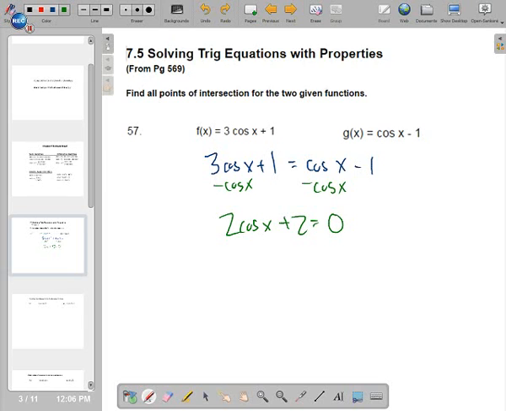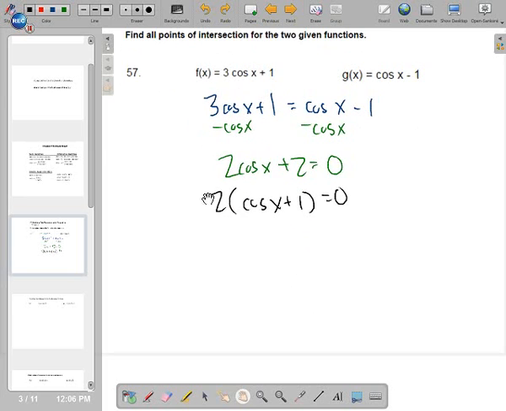If you have everything on one side, sometimes you can just solve this by factoring, and that's a good plan here. Once you have everything on one side, let's see what we can bring out. I can bring out a 2. I have cosine of x plus 1 equals 0. So what I really want to know is, when does this factor equal 0? When does cosine x plus 1 equal 0? Which is really like saying, when does cosine x equal negative 1? So cosine x equals negative 1.